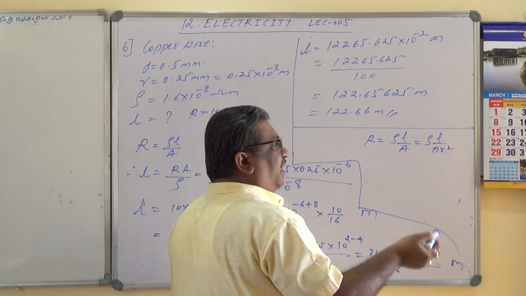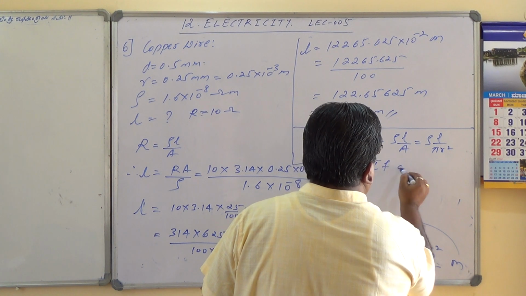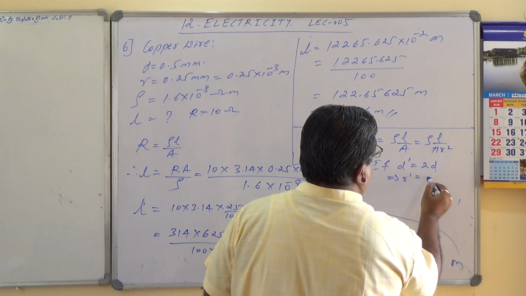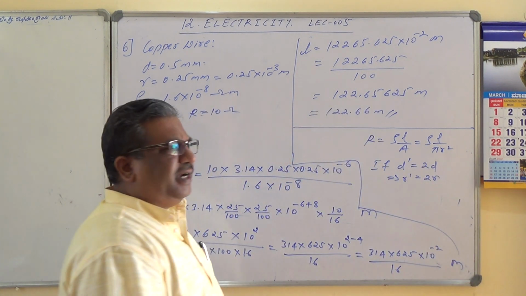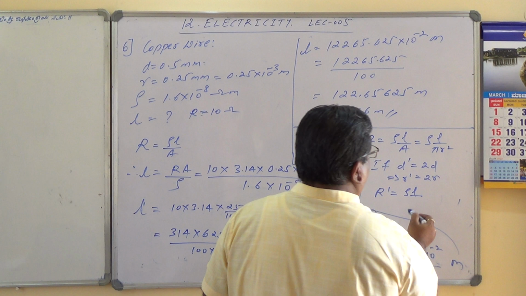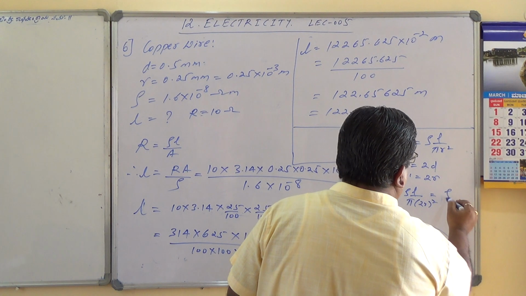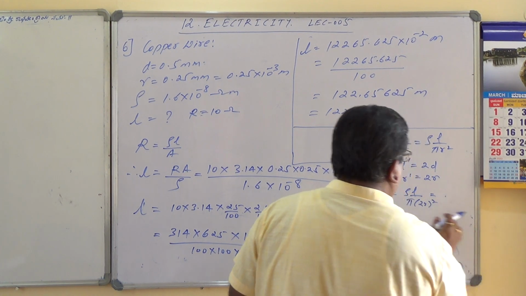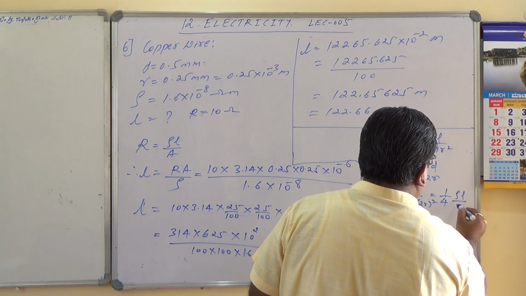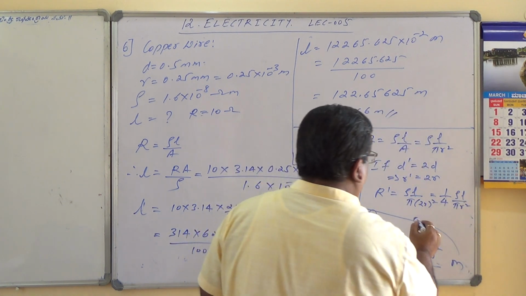The question is, if the diameter is doubled, how much will the resistance change? That means D becomes 2D, or R also becomes 2R. So if D dash is equal to 2D, implies R dash is equal to 2R, because if the diameter is doubled, the radius also will get doubled. Therefore, R dash equals rho L by A, which is pi into 2R the whole square, which equals rho L divided by 2 square, which is 1 by 4 rho L by pi R square.